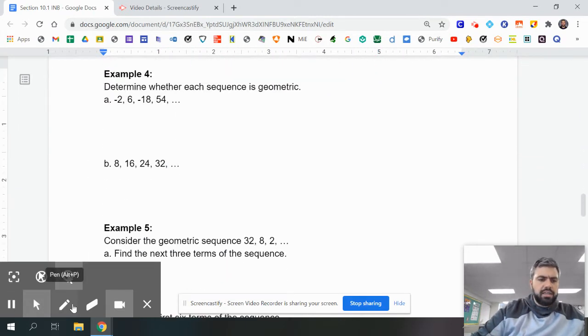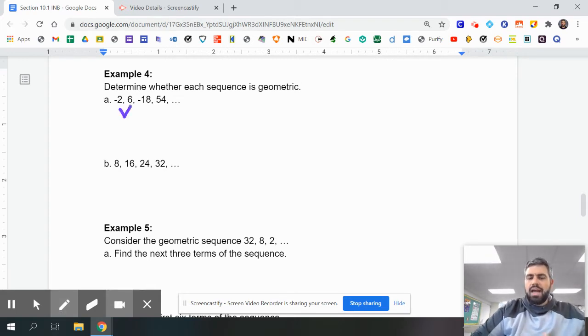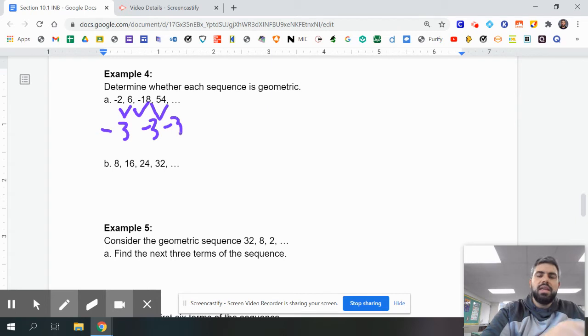All right, so the first one, it says, determine whether each sequence is geometric. So if I'm going from -2 to 6, I've got to figure out what I multiply -2 by to get 6. Well, I multiply it by -3. And so when I take -2 times -3, I get +6. Let's do the same thing to 6. 6 times -3 is -18. And then the next one, -18 times -3 is 54.